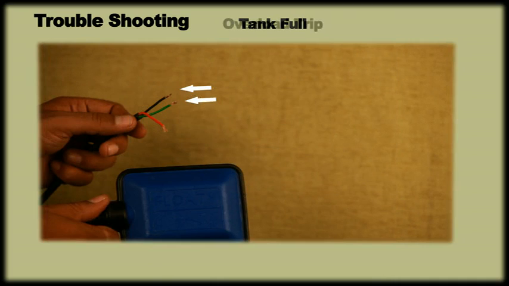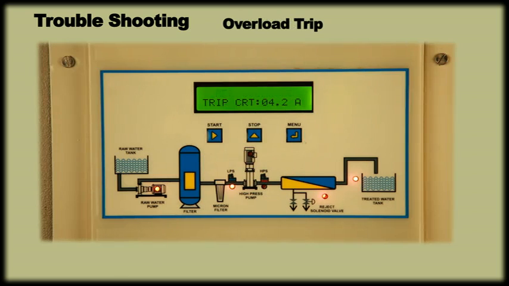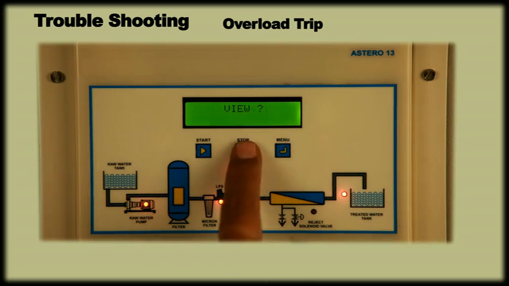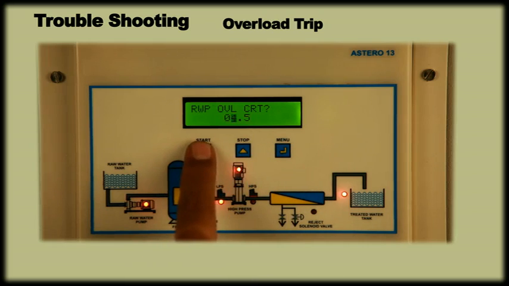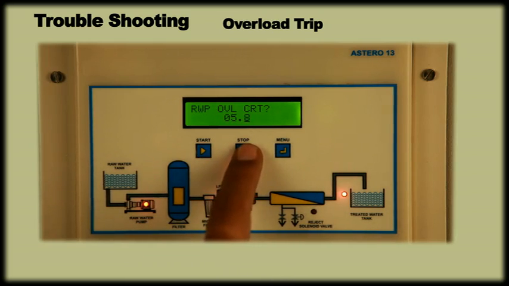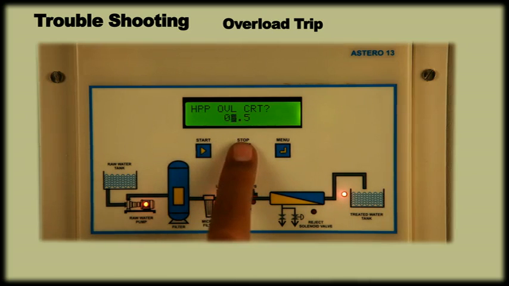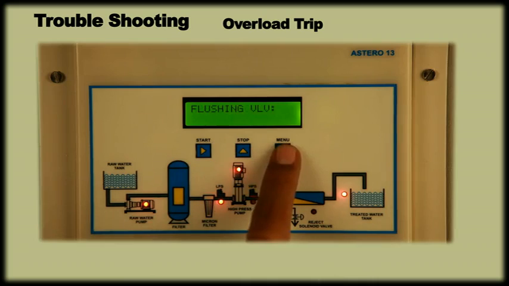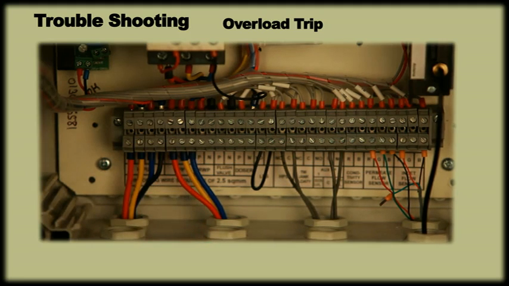If the display shows raw water pump overload or high pressure pump overload, observe the trip current displayed on screen. Check whether the overload current set on your panel is 20% more than the normal running current as mentioned on the motor nameplate. Check for loose connection and tighten the wires at pump and panel ends. If the settings and connections are OK, then check the motor.